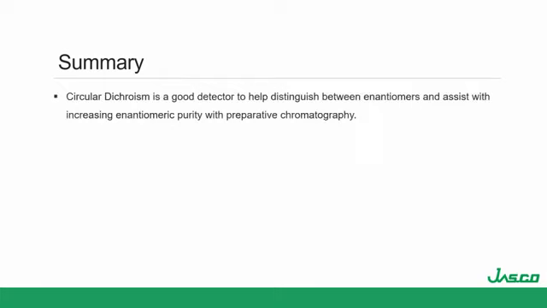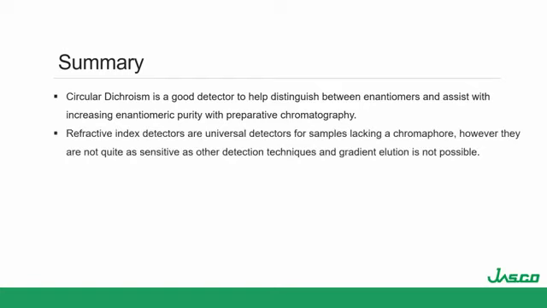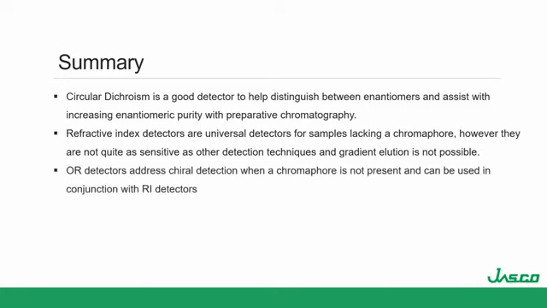So, a summary. Circular dichroism is a good detector to help distinguish between enantiomers and assist with increasing enantiomeric purity with preparative chromatography. Refractive index detectors are universal detectors for samples without a chromophore. However, they're not quite as sensitive, and gradient elution is not possible. OR detectors address chiral detection when a chromophore is not present and can be used in conjunction with RI detectors.